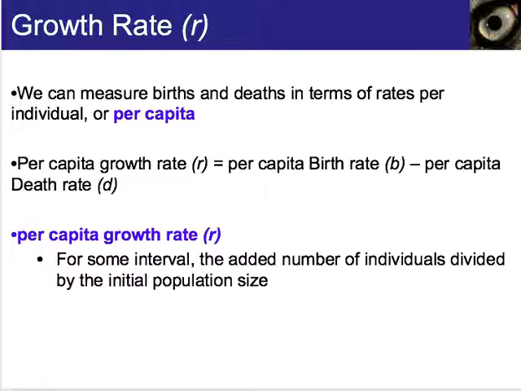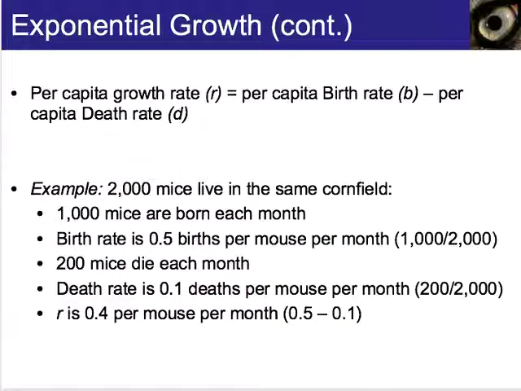We also can describe growth rate. We can measure births and deaths in terms of rates per individual or per capita. So per capita growth rate is basically the per capita birth rate and per capita death rate. And what you do is you take the birth rate and you subtract it from the death rate. So per capita growth rate for some interval, some time period like 10 years, is the added number of individuals divided by the initial population size. And here's just an example. I will not expect you guys to do math on your exam, so you don't have to worry about this.